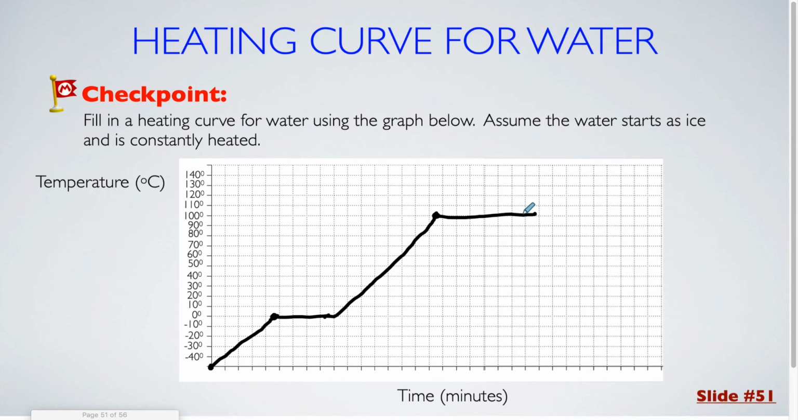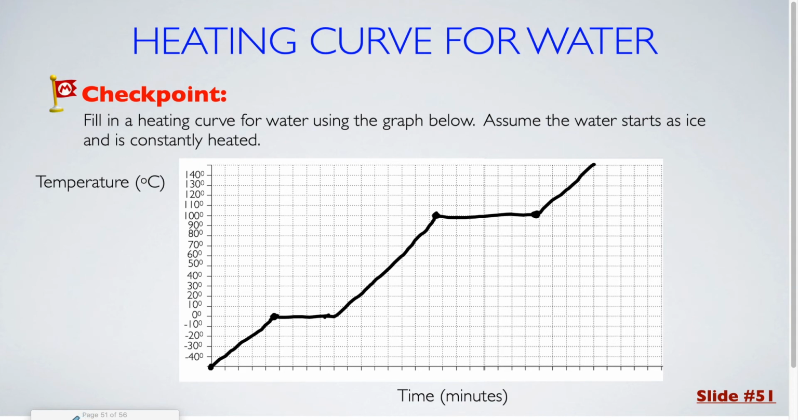It's turned into steam. Now, once my steam is fully formed, there's no more liquid water. At that point, the temperature can continue to increase well beyond the 100 degrees Celsius. So we'll continue going up from there. So this right here is what you would expect for a heating curve for water.